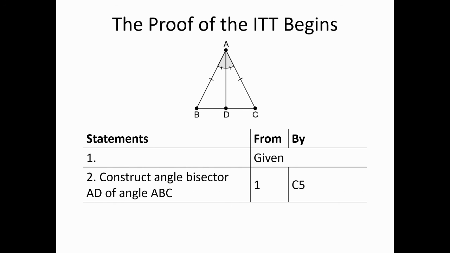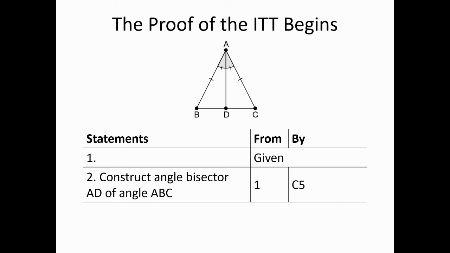So here it begins, the proof of the ITT. Notice that we have made an addition to the diagram. The original diagram was just the triangle ABC. We have now added to that the angle bisector AD.